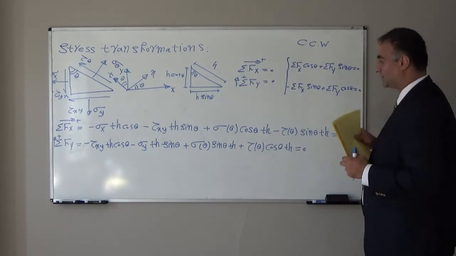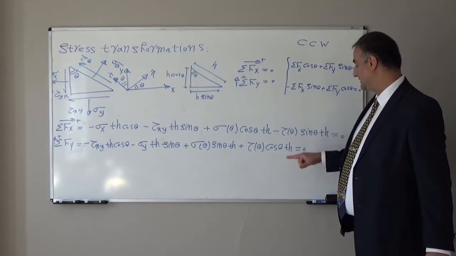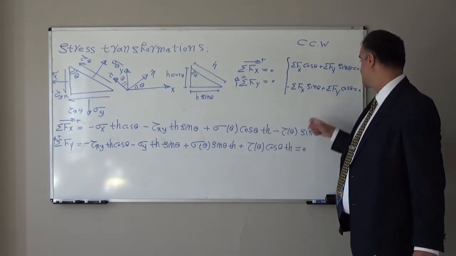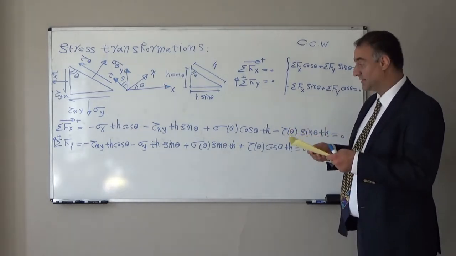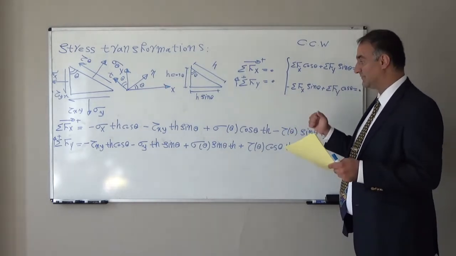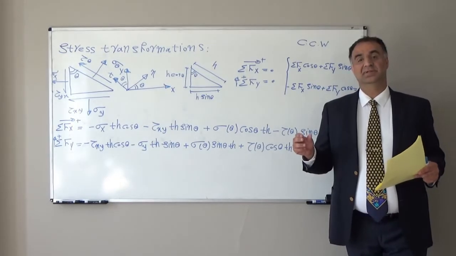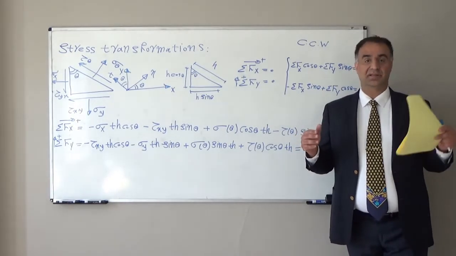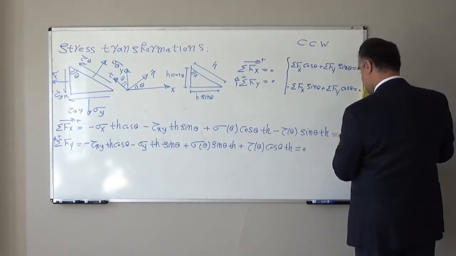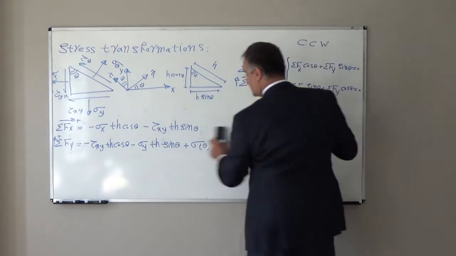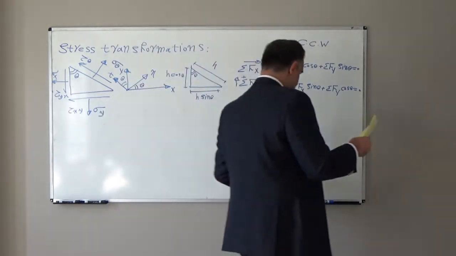So we will multiply both sides of this equation with negative sine theta, and both sides of this equation with cosine theta, and we will add together. If we combine like this, and cancel those terms, they are identical, but one of them is positive and the other negative. After simplification, we will have this equation.